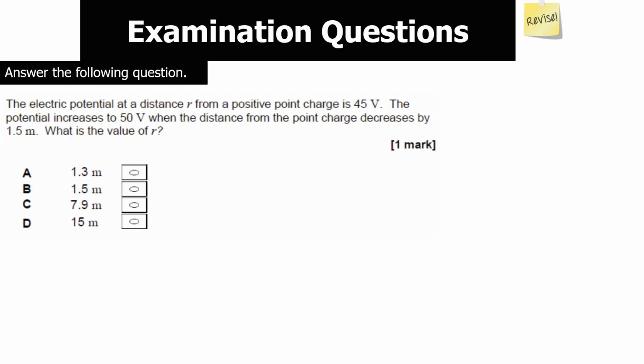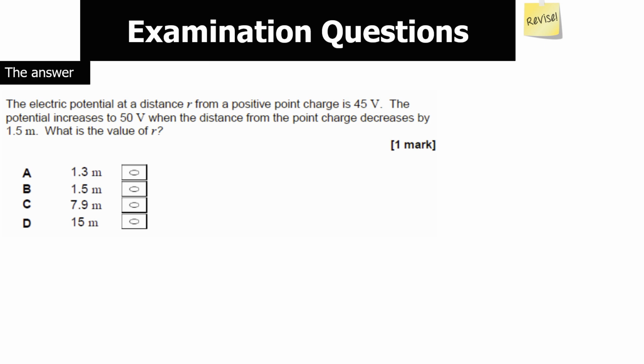The next question says the electrical potential at distance r from a positive point charge is 45 volts. The potential increases to 50 volts when the distance from the point charge decreases by 1.5 meters. What is the value of r? So pause the video now, then unpause the video when you want to go through your answer.